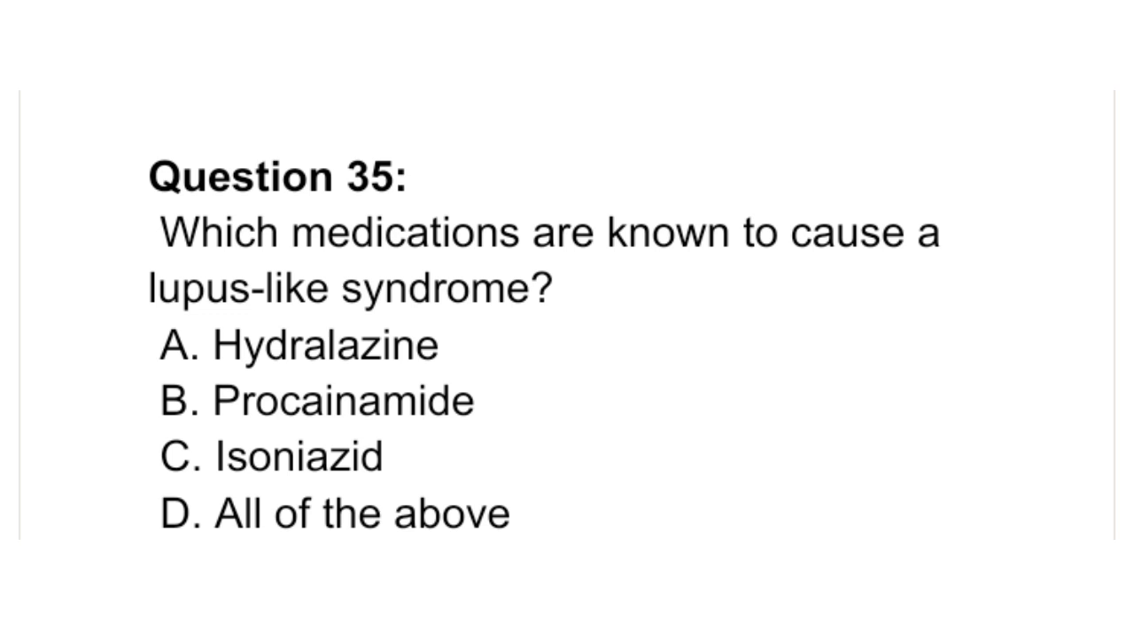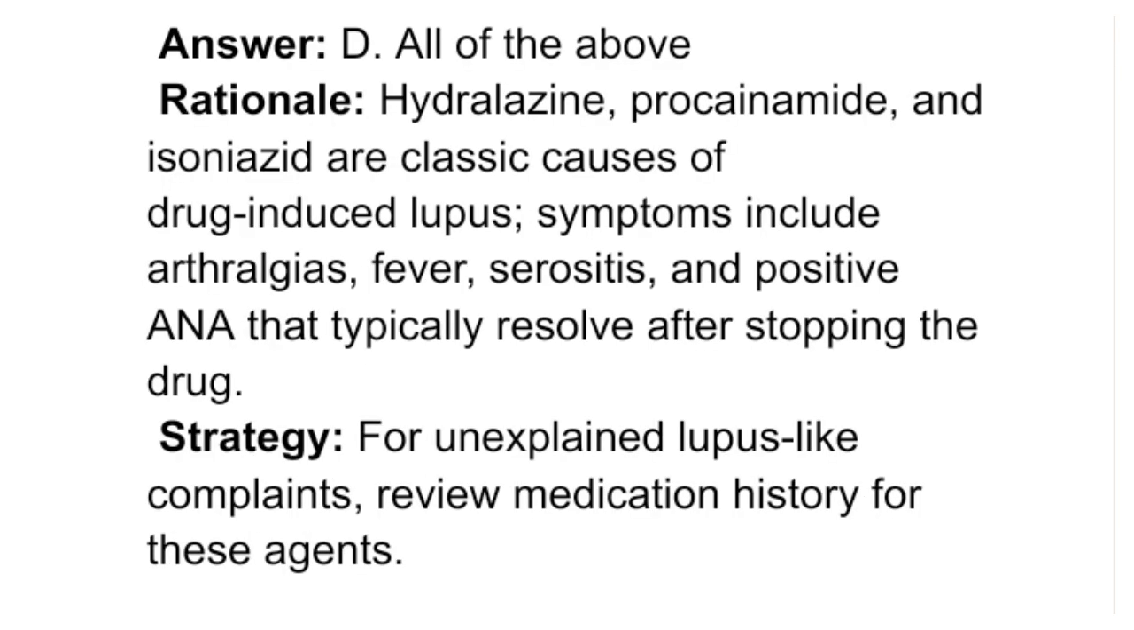Question 35. Which medications are known to cause a lupus-like syndrome? A. Hydralazine. B. Procainamide. C. Isoniazid. D. All of the above. Answer: D. All of the above. Rationale: hydralazine, procainamide, and isoniazid are classic causes of drug-induced lupus. Symptoms include arthralgias, fever, serositis, and positive ANA that typically resolve after stopping the drug. Strategy: for unexplained lupus-like complaints, review medication history for these agents.